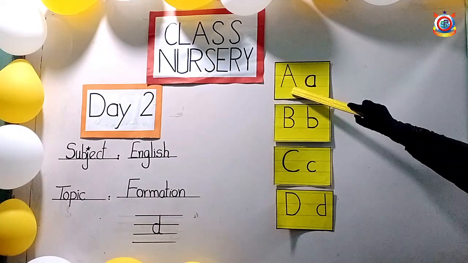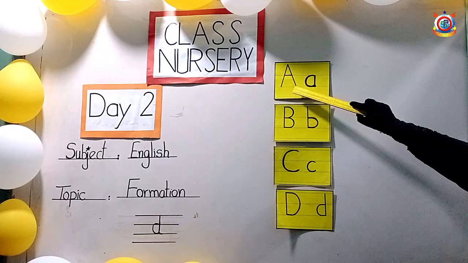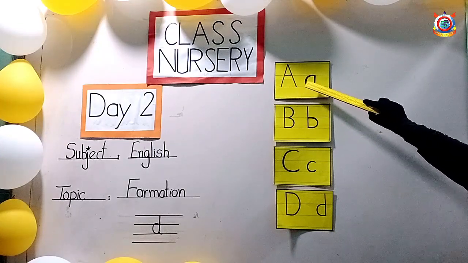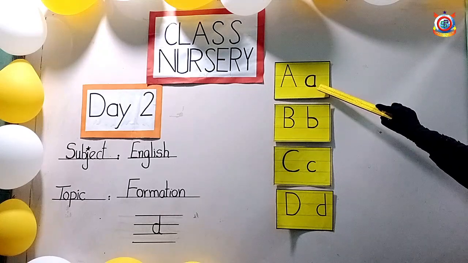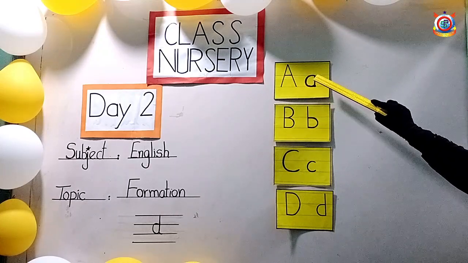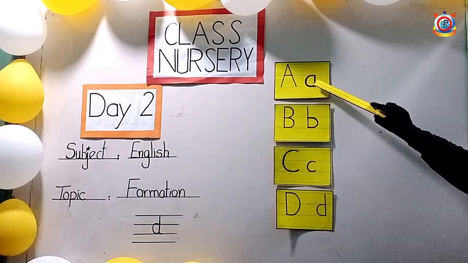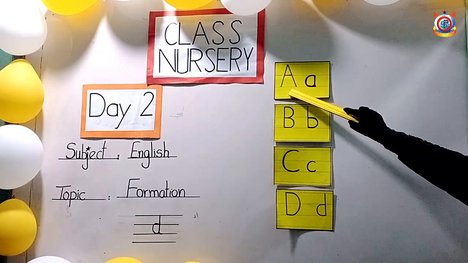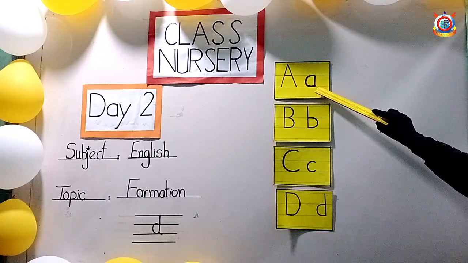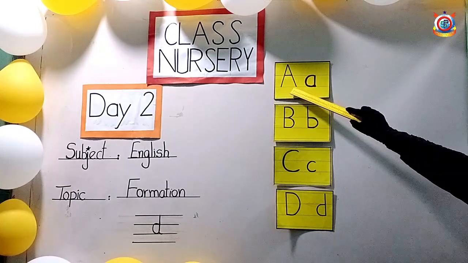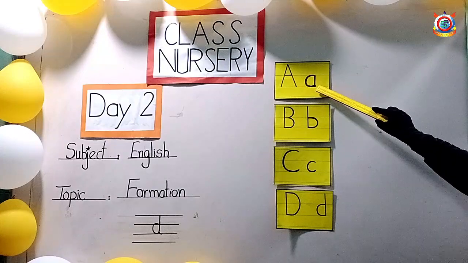What is this? This is A. Yes, this is A. And the sound A. What is the sound of A? A. Yes, this is A and the sound A.